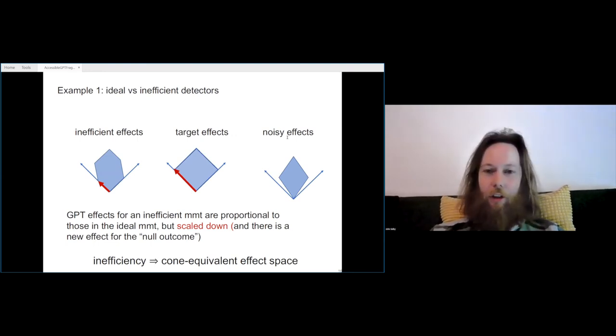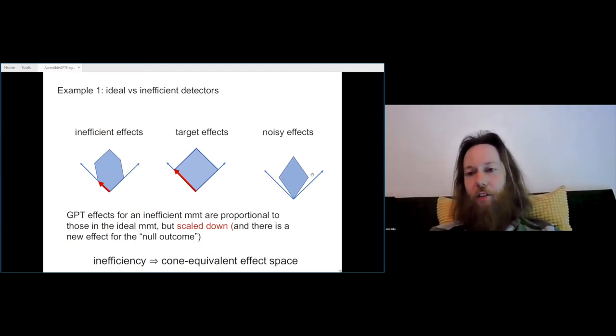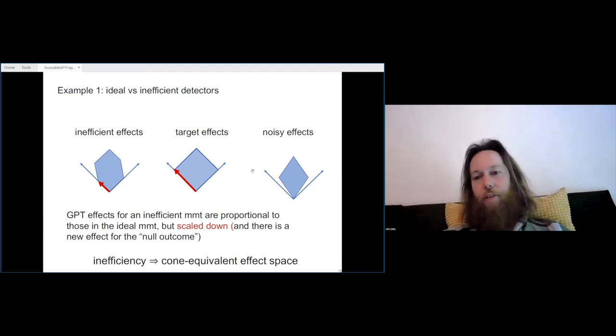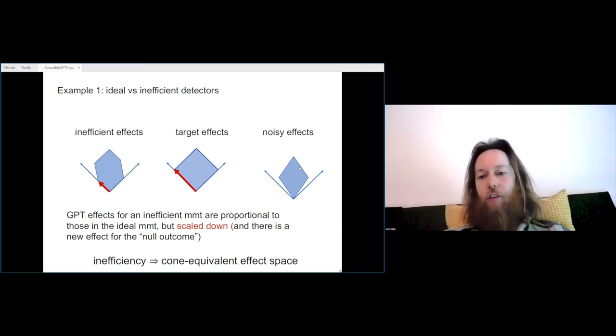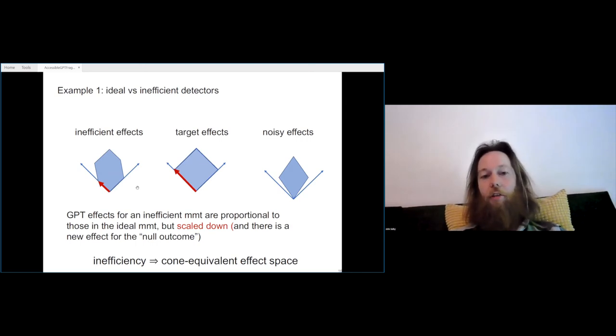Yeah, so thank you for mentioning that, because I forgot to mention this. So yeah, there's a contrast between what happens when you look at inefficient detectors versus noisy detectors. In the inefficient case, you see that the effect is scaled down by a certain amount, because the problem stays the same. Whereas if you have noisy detectors, then this sinks the cone inwards. So it goes from something like that to something like that. And so this doesn't preserve the cone anymore. So this is not a cone equivalent GPT. And so if you add sufficient noise to the experiment, then it turns out that there's always a certain threshold where you become simplex embedded. Just by adding noise, you eventually will hit a point where everything looks classical. Whereas adding inefficiency, this never happens until you get to zero efficiency.